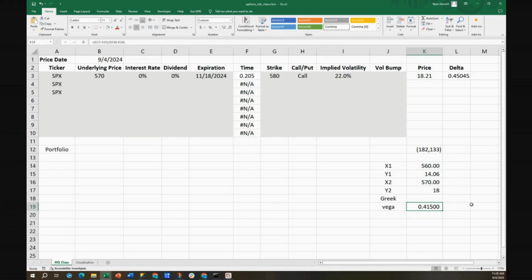So what you can see is that the price going up causes an increase in the value of the option. This isn't Vega, this is delta. We're going to look and see that this tells us that delta is going to be about 41.5.